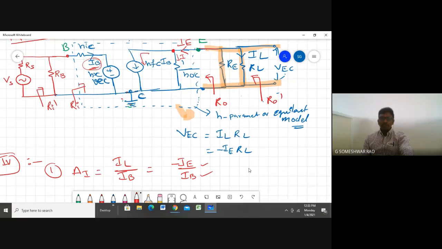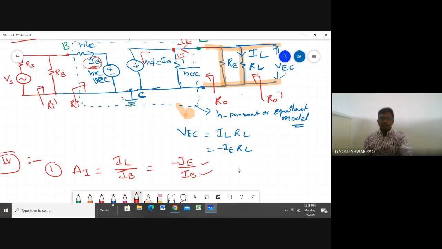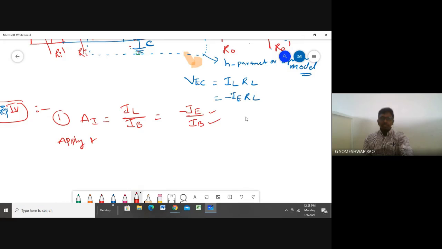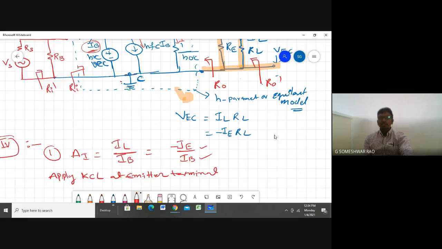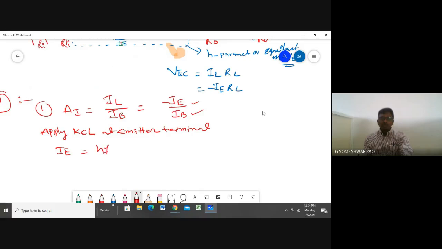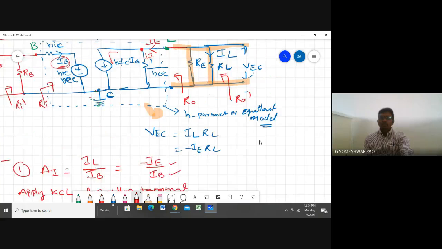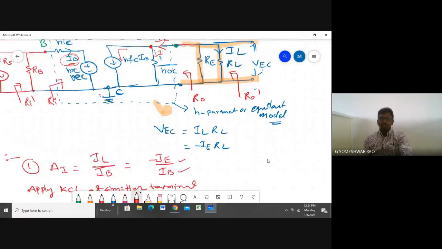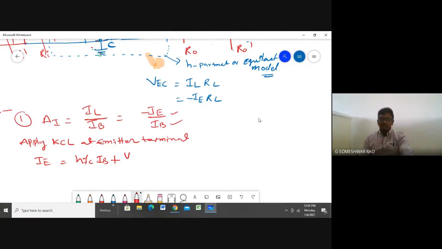To calculate the ratio of IE by IB, apply the KCL at the emitter terminal. If you apply the KCL at the emitter terminal, what are we going to get? IE is equal to HFC into IB plus what do you say? Same steps as we did in the last class. If you want to know the current across this, it is total voltage divided by this resistance. What is the voltage across this? That is nothing but VEC divided by 1 by HOC. Sorry, it should be HOC.